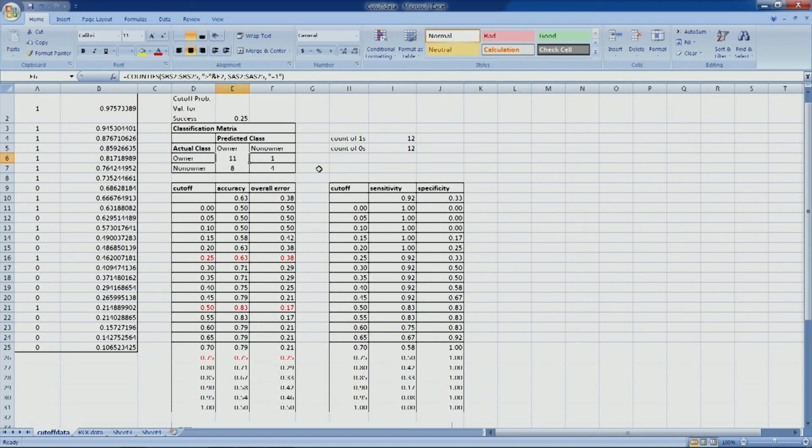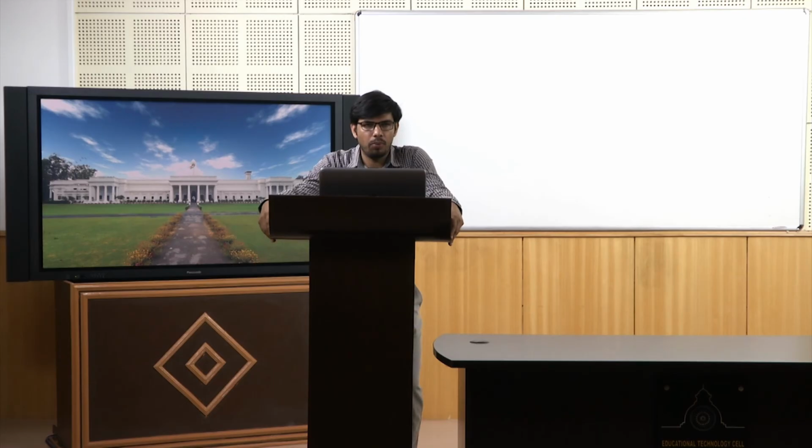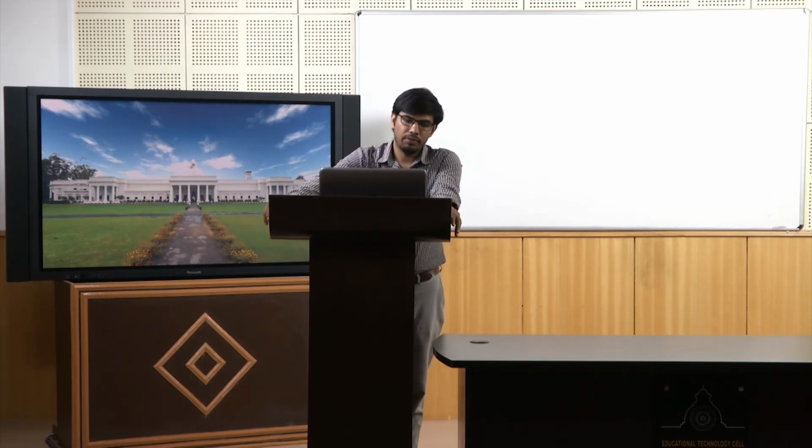This is mainly because of the lower cutoff value 0.25. So therefore more observations are being classified as ones, and therefore we see more owners, 19. So this jumped from 12 to 19, and that is why there is a drop in the accuracy value.